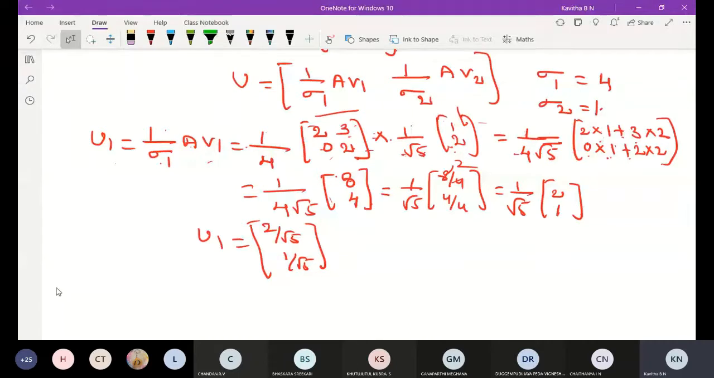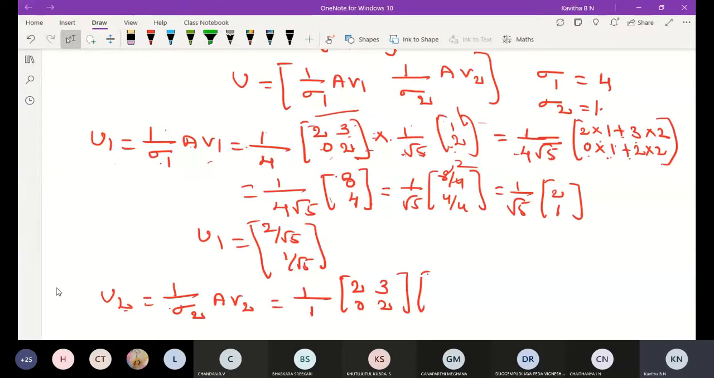u2 is also the same: u2 is equal to 1 by sigma 2 times A v2. 1 by sigma 2 is 1 here, and the A matrix is 2 3 0 2, and v2 is what we found previously: minus 2 and 1. Then do the multiplication. Okay, correct? Whatever I'm doing, I think this is minus root 2 by root 5 and 1 by root 5.